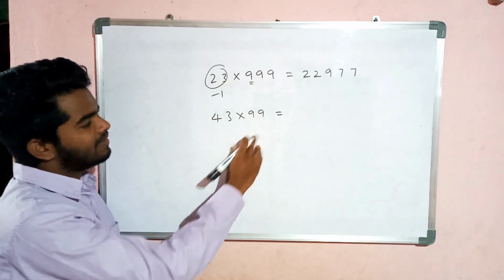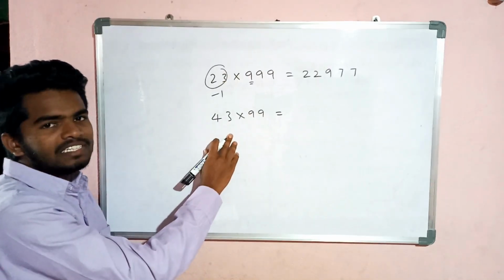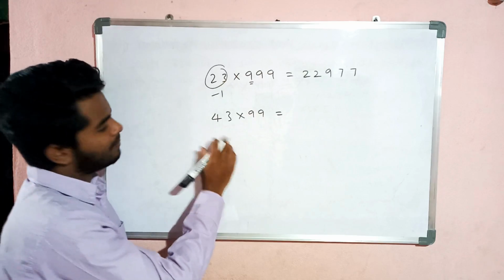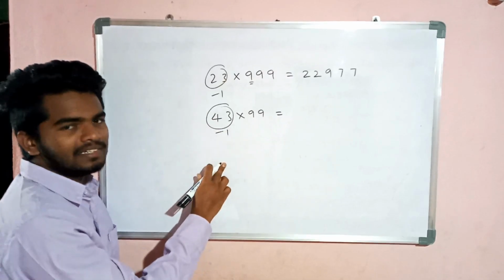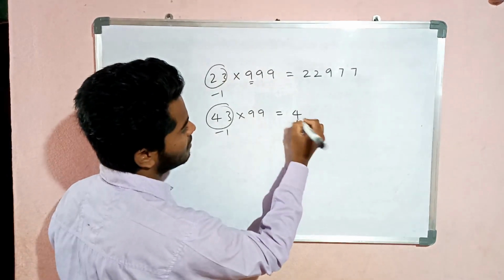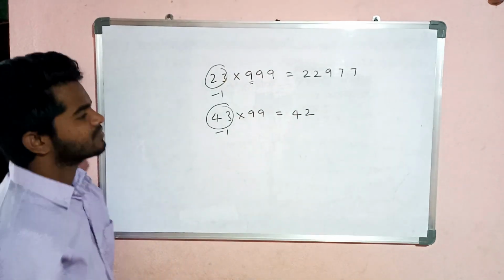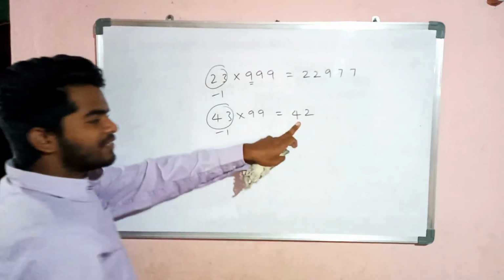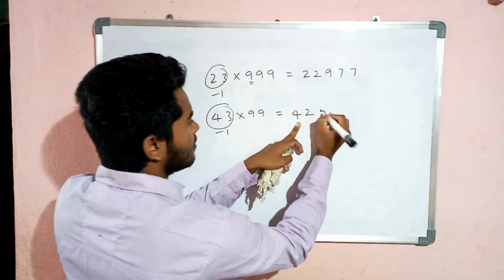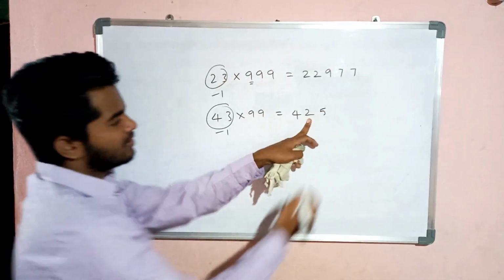43 multiplied by 99. The number of digits in both cases is the same. Subtract 1 from this number. 43 minus 1 is 42. Now take the difference of every digit from 9. 9 minus 4 is 5. 9 minus 2 is 7.